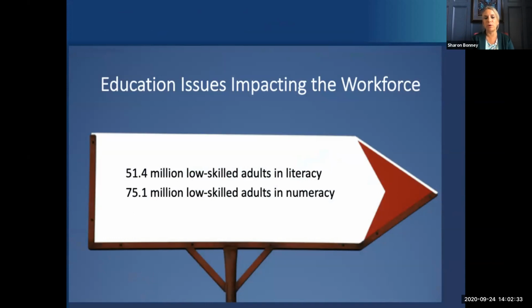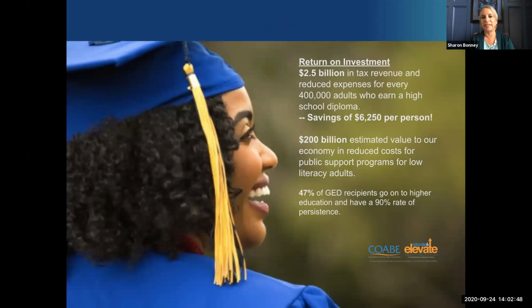We know that there's 51.4 million low-skilled adults in literacy and 75.1 million low-skilled adults in numeracy. So a really serious economic impact for the workforce. When we think about the return on investment, we know that there's 2.5 billion in tax revenue and reduced expenses for every 400,000 adults who earn a high school diploma. We look at the savings there, and it's amazing, $6,250 per person, as well as the $200 billion of estimated value to our economy in reduced costs for public support programs for low literacy adults.